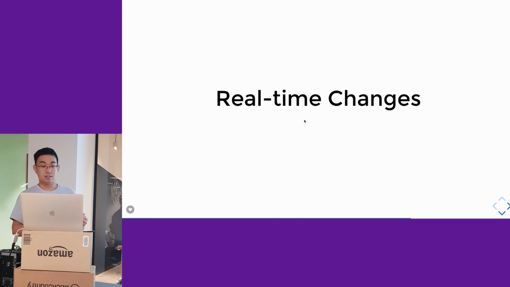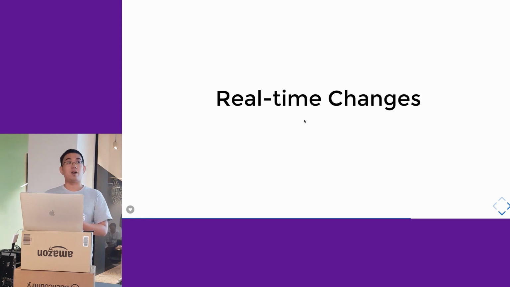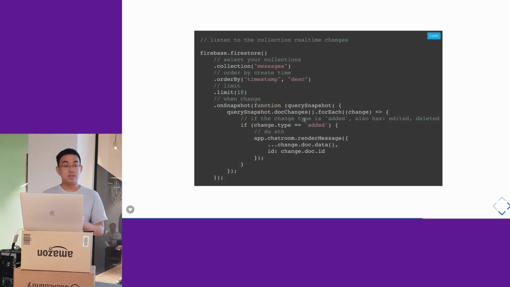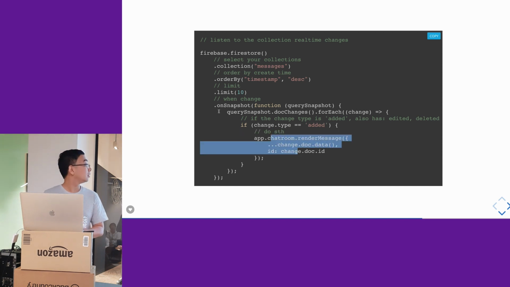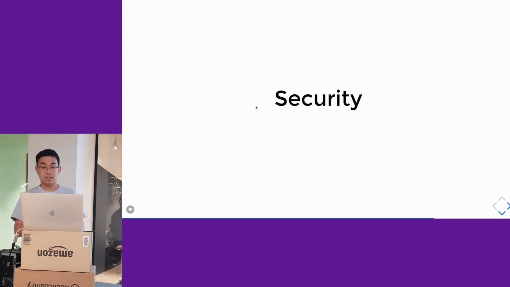Okay, next. Firebase also provides a very cool function. It allows us to listen to data changes, the real-time changes. When there are some data changes like deleted or updated, we can know the change. And here we listen for new messages coming in, and then render them in the chat list. Just call this function. It's very easy.